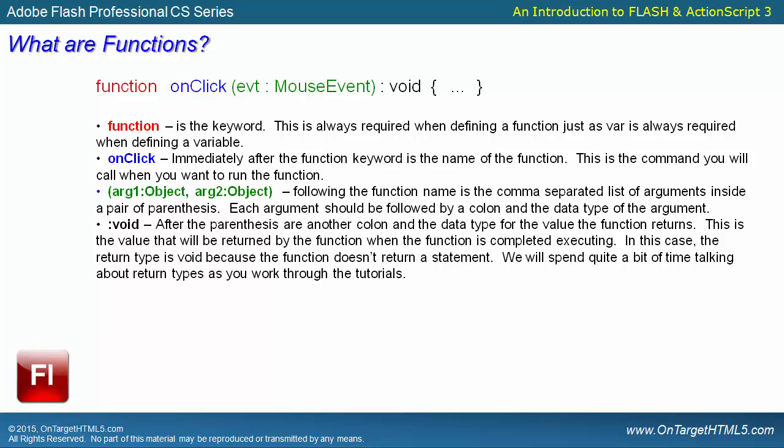The colon void at the end, after the parentheses, is another colon and the data type for the value the function returns. This is the value that will be returned by the function when it has completed executing. In this case, the return type is void because the function is not returning anything in a statement. We'll spend quite a bit of time talking about return types as we work through the tutorials, and we're going to spend a lot of time on functions. I just want you to understand what it is when you hear the word function.